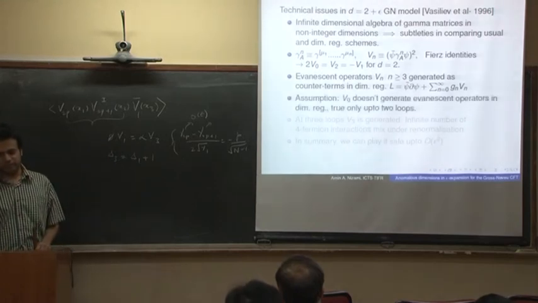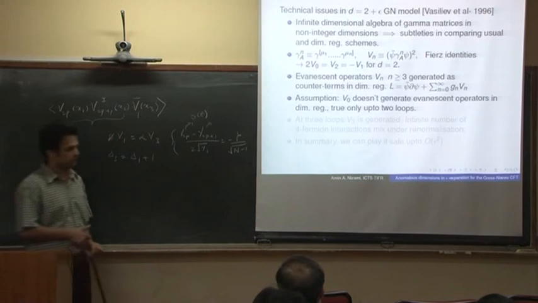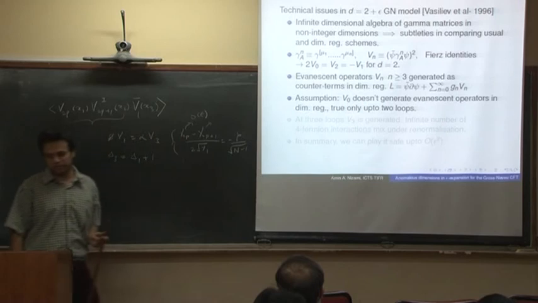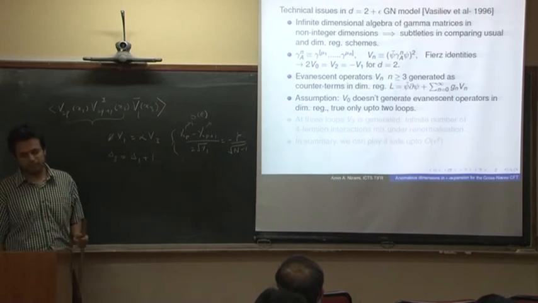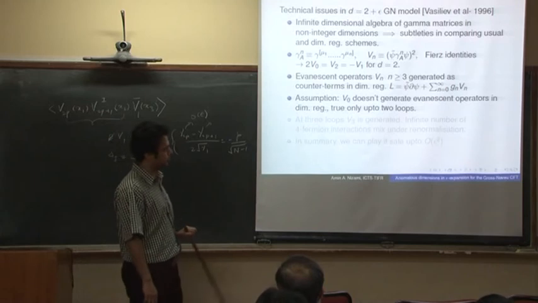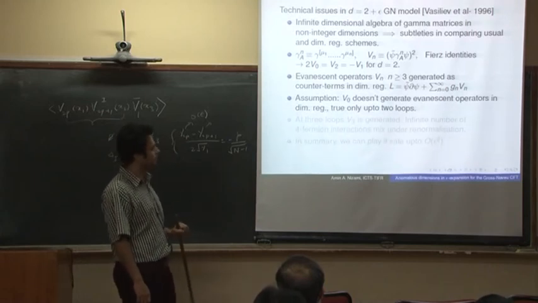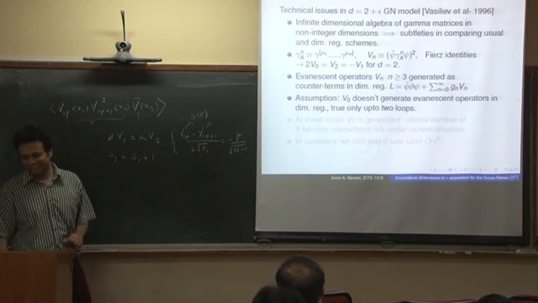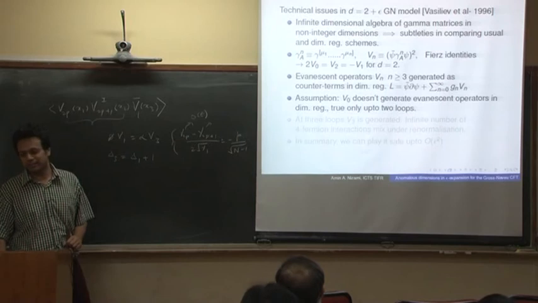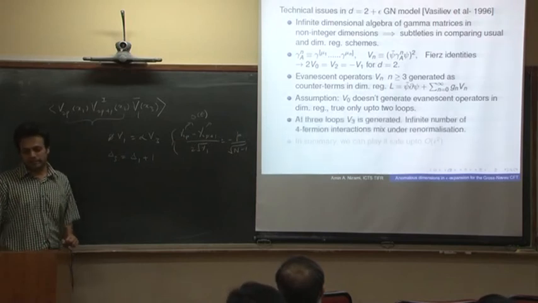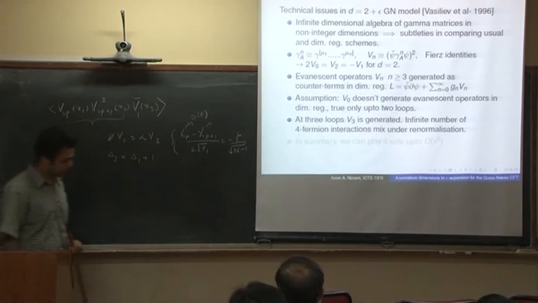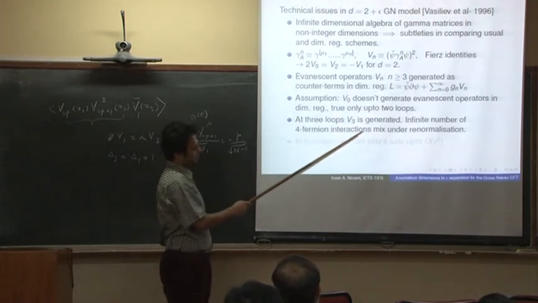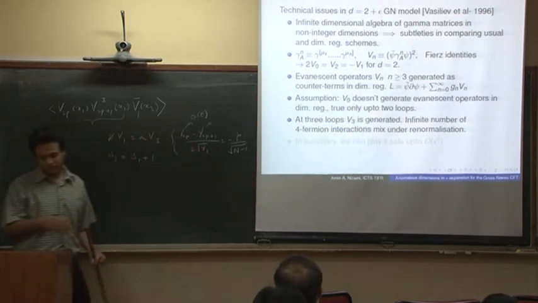So the assumption that we made implicitly was that you choose just V0, and then you hope that renormalization will not generate these evanescent operators. This is true only up to 2 loops. This is something that these people showed, which is a good thing. So we found this out after we had done the calculation. Luckily, it's something which shows up only at higher orders. So for example, if you consider a 3-loop computation involving just V0, it turns out that V3 is generated, and so on and so forth.